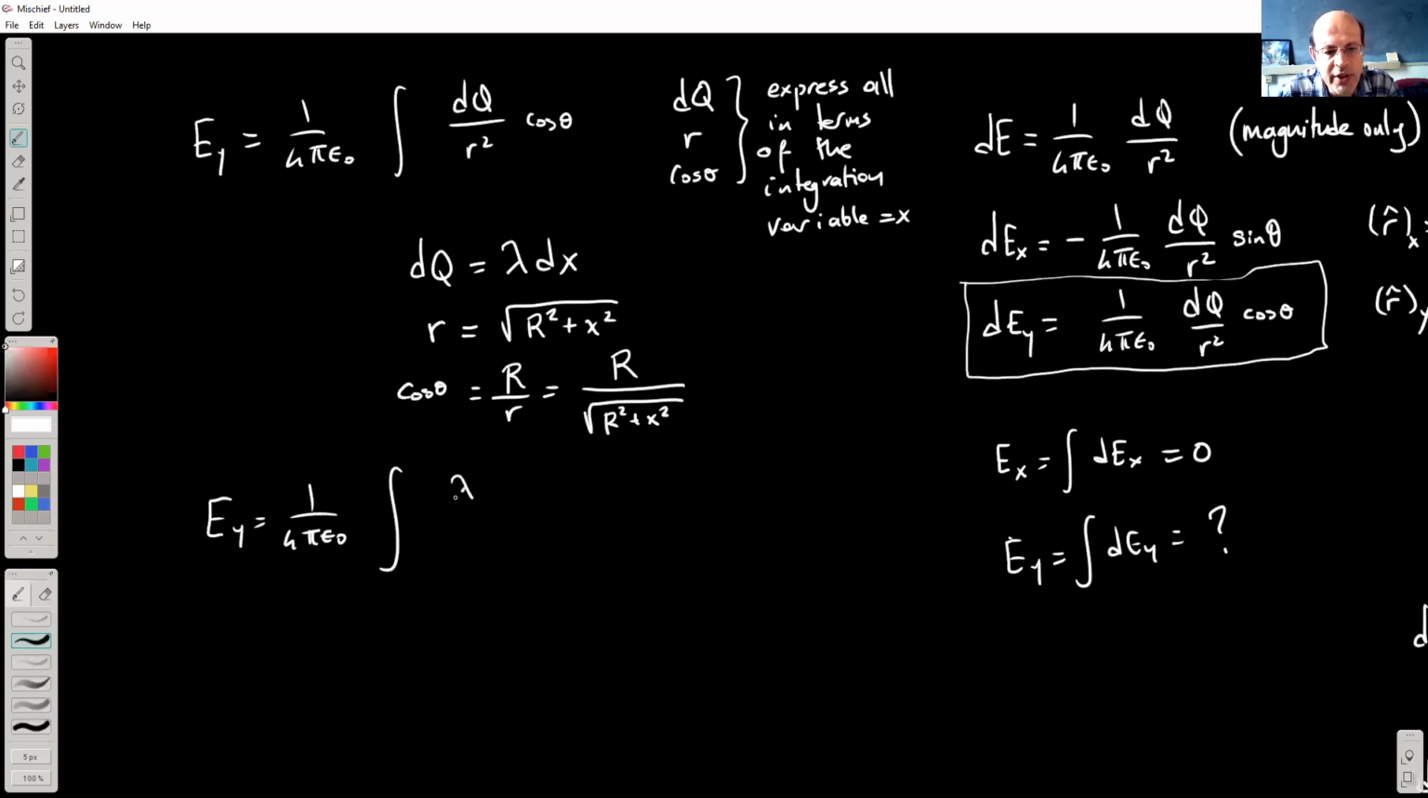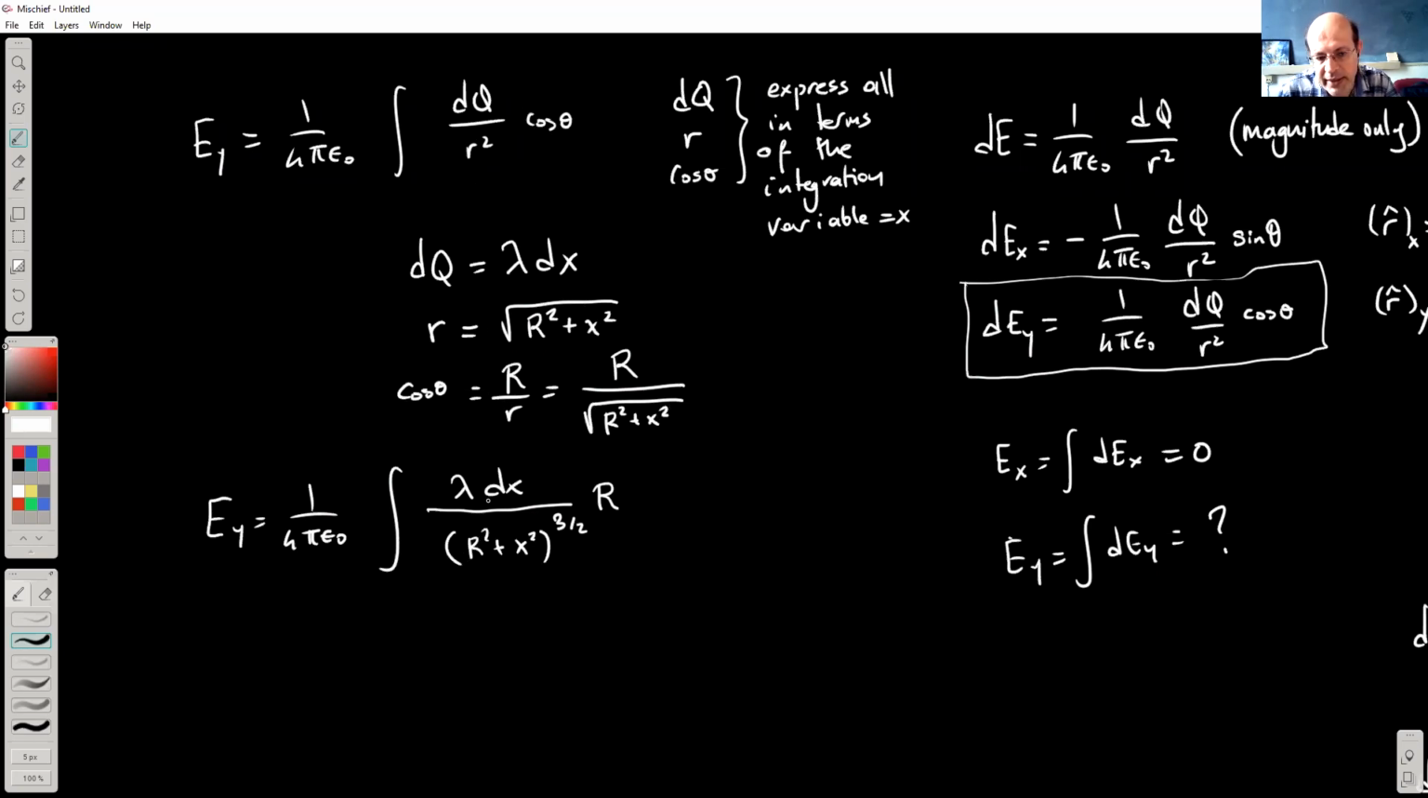So I'm again continuing. We have dq is lambda dx. Lambda is a constant. Sorry. Let me write this thing down like that. It is r squared plus x squared to the power 3/2, multiplied with r. As a result, this little r appears one more time inside cosine theta. So we have like the 1/r cube appearing there. So this is the expression.